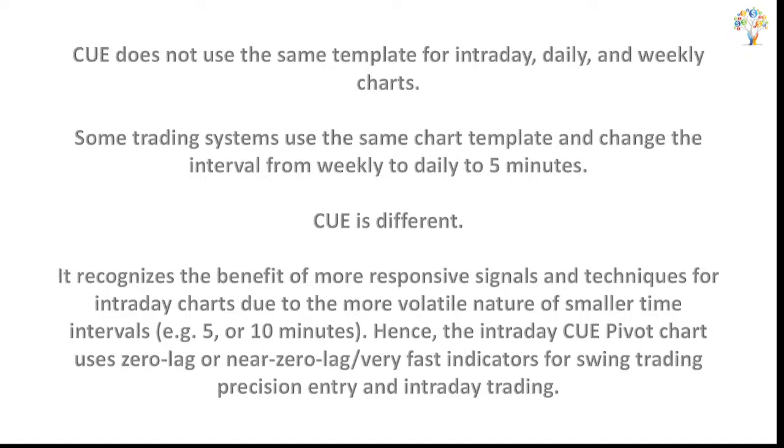What will be an example of a zero lag indicator? That will be the Q memory trend line support resistance and also Q intraday pivot lines, support resistance. Near zero lag and very fast indicators will be like bull and bear release on intraday time frame.